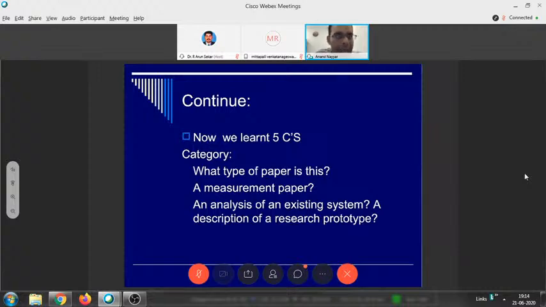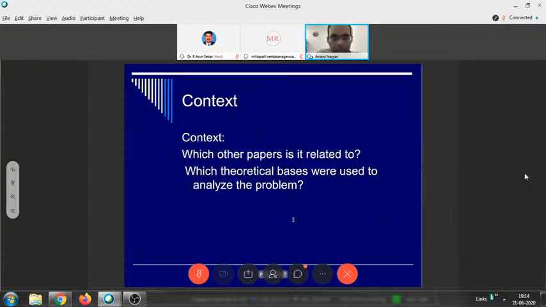Now you can understand, everybody, that if you are not reading the paper properly and not drafting the paper properly, your paper will never get recognized. Yes, sometimes good research becomes very bad research. So what are the other papers related to, and what theoretical base have you made in terms of analyzing the problem.